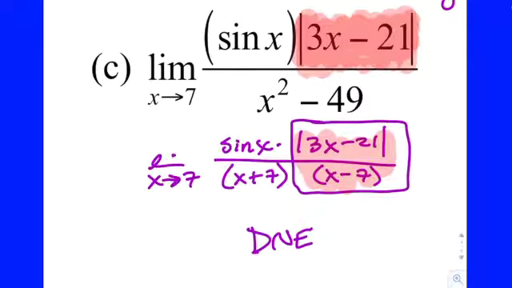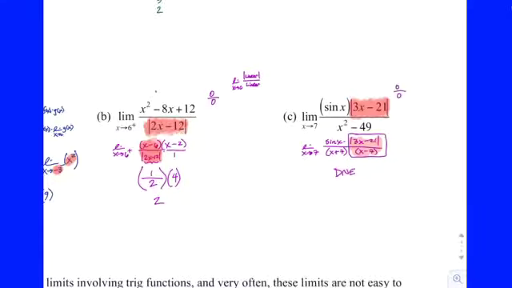So isolate the linear over linear. Only one of them has to have the absolute value. It's either the top or the bottom. And then you can use that little trick.